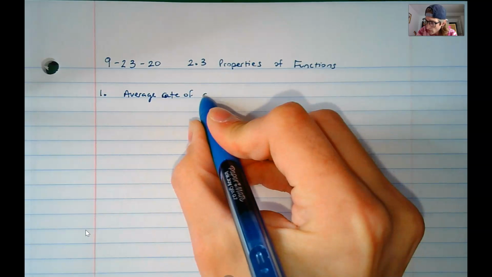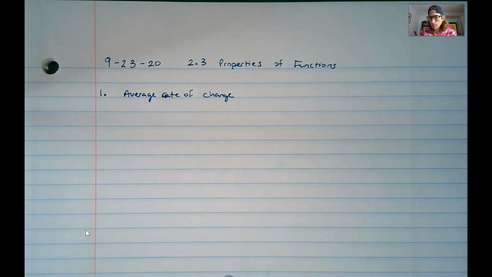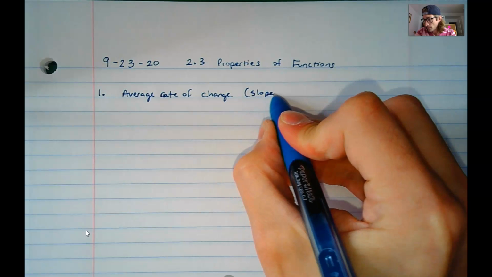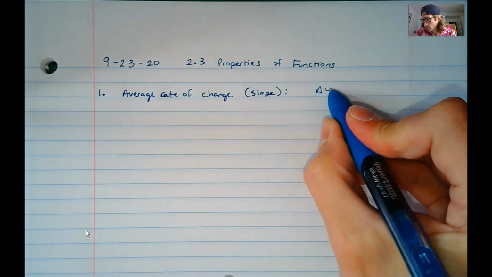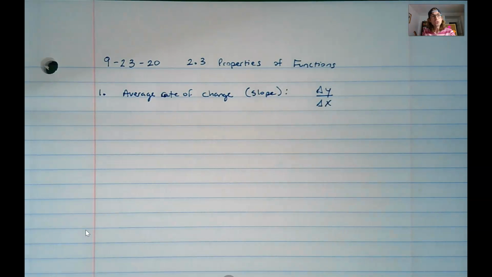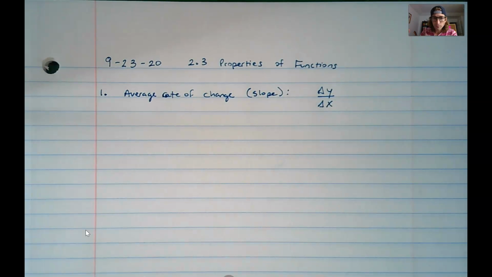Now, we've talked a little bit about this before, you might remember. This is going to be our slope. Delta y over delta x, the change in y over the change in x. If we're talking about a line, a linear function, lines have slope. The average rate of change is the slope. But other functions, like parabolas, or root functions, or cube functions, and a lot of other functions, they don't have slope.